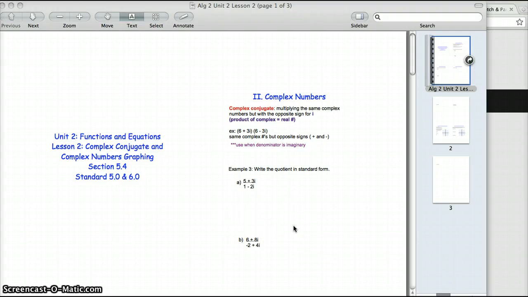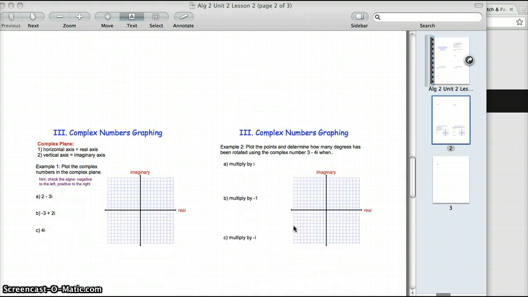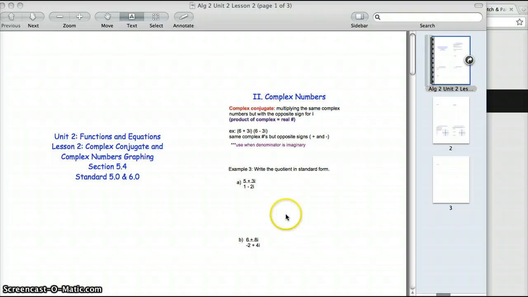Okay, the last lesson that we're going to talk about in complex numbers is dividing and graphing complex numbers. How we divide complex numbers is we use what's called the complex conjugate. The complex conjugate means multiplying by the same complex number but with the opposite sign for I. So for 5 plus 3I, we multiply by 1 minus 2I times 1 plus 2I divided by 1 plus 2I.